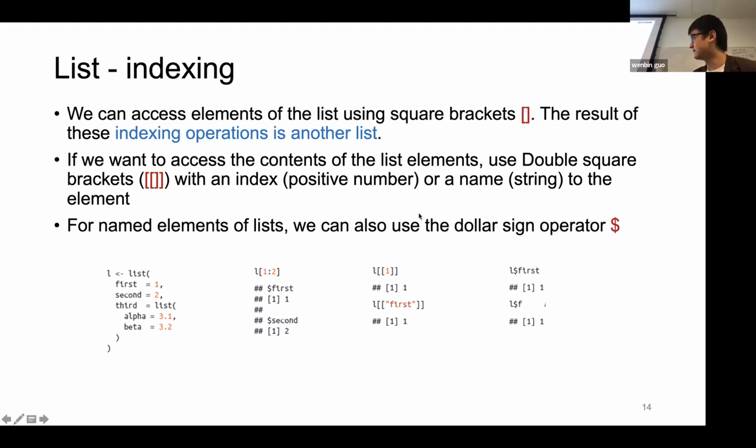And for the named list, you can also use the $ sign to access the element. So basically, you can use the $ sign and put the name here. It will also return the first element's value.